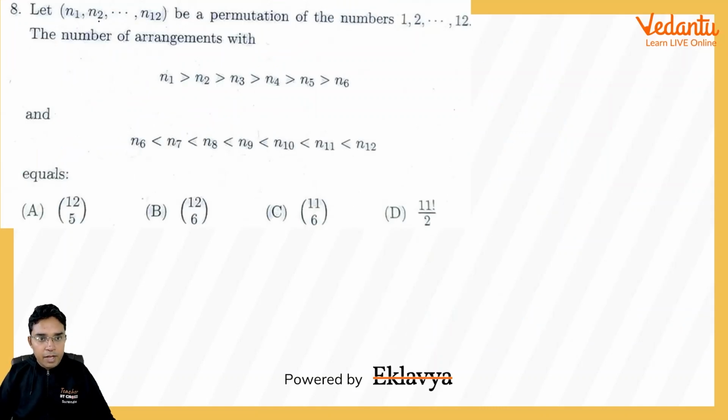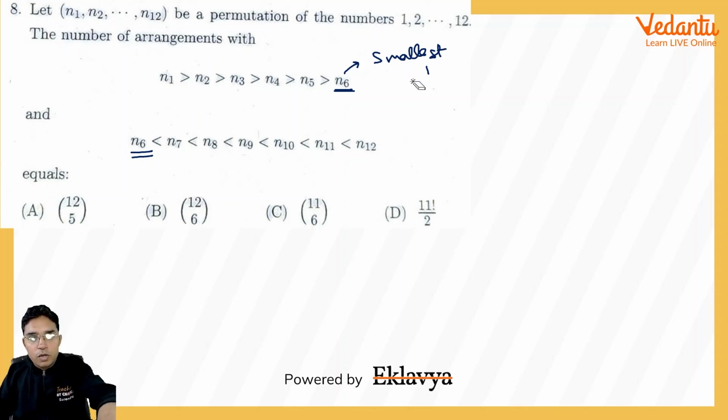Here we are given n1, n2 up to n12 be a permutation of numbers 1 up to 12. The number of arrangements with n1 greater than n2 greater than n3 and so on up to n6. So among first 6, n6 is the smallest, and then n6 to n7, n8, again numbers are increasing. So once again you can check, n6 is the smallest among all 12. So that means I think that should be equal to 1 only. There is no other choice for this n6 to be. So this smallest, that is, it should be equal to 1.